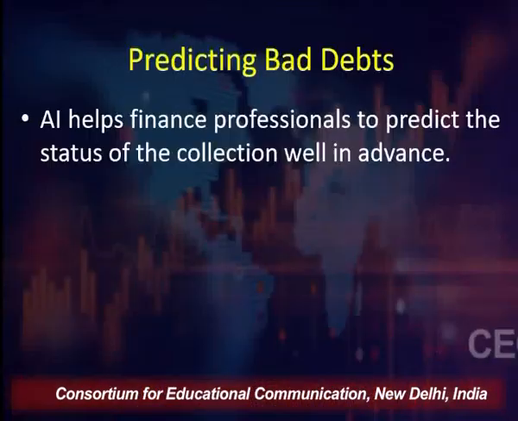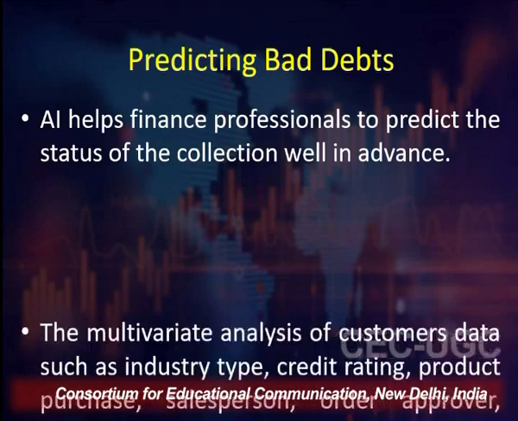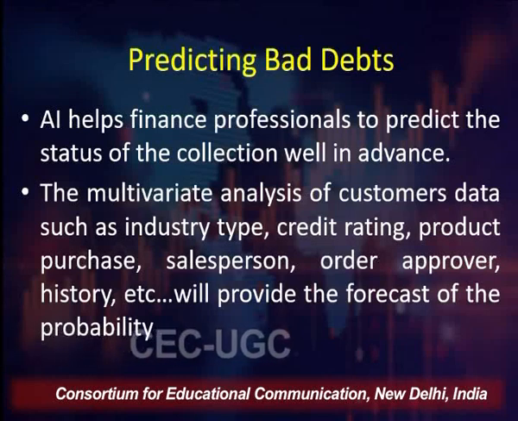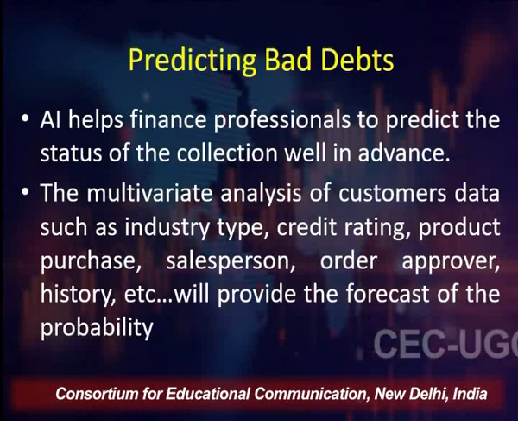Next is predicting bad debts. I wish to predict my bad debts, that out of my total credit sales, how many customers are going to turn bad. AI is helping finance professionals predict the status of collection well in advance, and they are doing a multivariate analysis of customers' data such as industry type, credit rating, product purchases, salesperson, order approver, history, and many more. There can be multiple variables, and they would provide you the forecast of the probability that, given all these components, this will be the possible outcome. So we can easily predict bad debts. Earlier what was happening? After the event, we were giving a ratio that, see, past practice has been that 10% of total debtors will turn bad, and we were making a provision for bad and doubtful debts. Now we can predict bad debts.